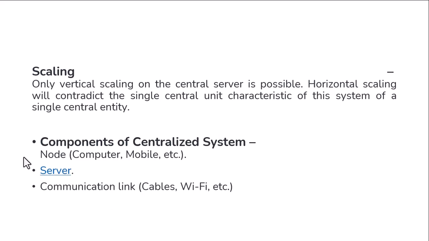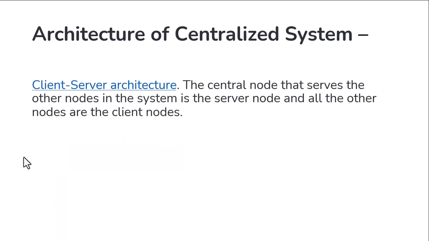Components of a centralized system include a node. A node can be a mobile, a computer, or a server, and a communication link like cable and Wi-Fi. So we need a strong communication link, a strong network. Architecture of the centralized system: client-server. We can call the centralized system a client-server architecture. The client-server architecture basically shows the centralized architecture, and the central node that serves the other nodes in the system is the server node, and all the other nodes are the client nodes.